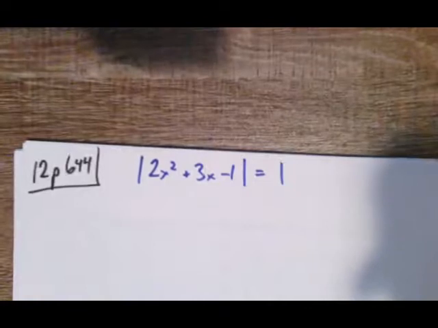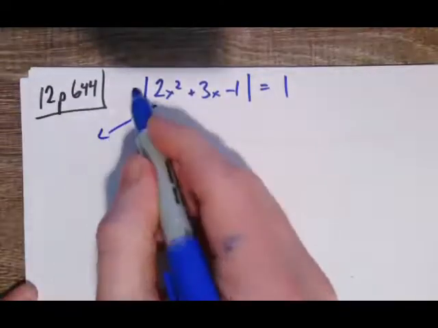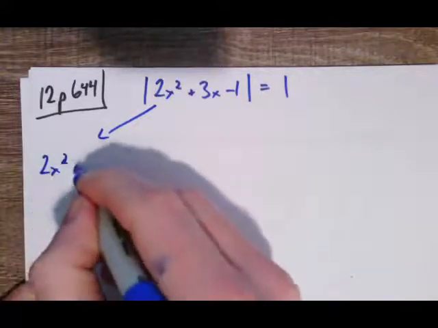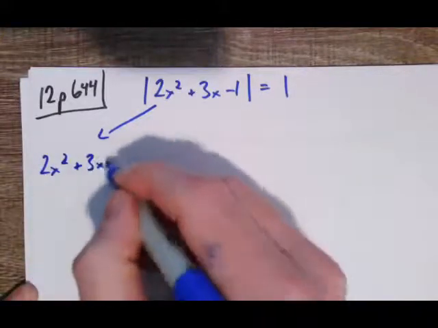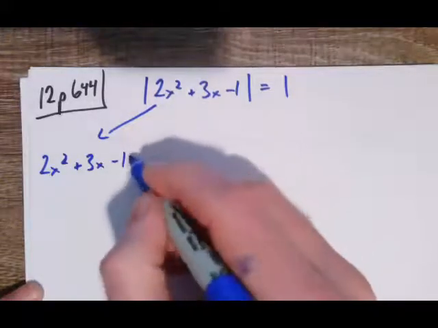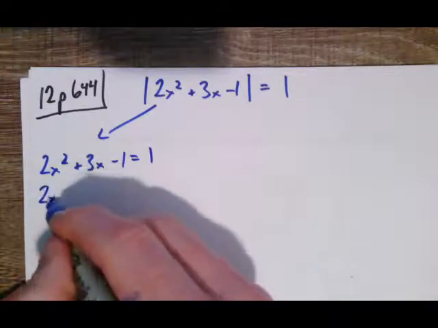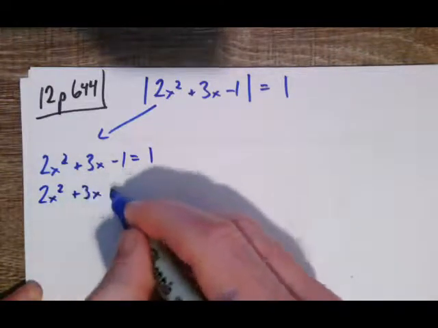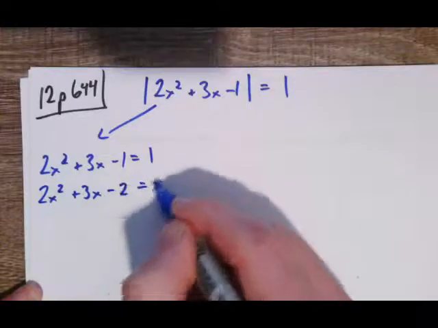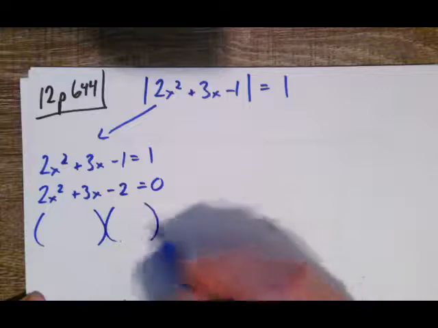He's just lonely. All right, so first way we do it when this is positive. So it's 2x squared plus 3x minus 1 equals 1. So bring that 1 over, subtract 1 from both sides. 2x squared plus 3x minus 2 equals 0. Now we factor this. Does it factor? Please. Please.